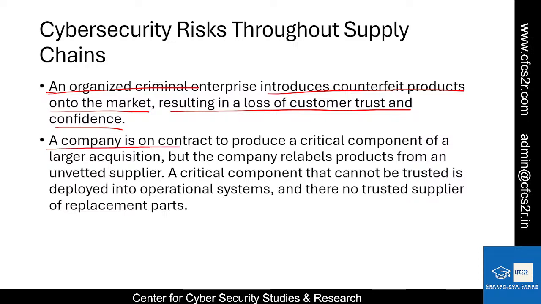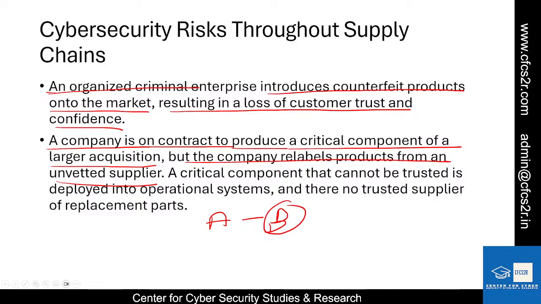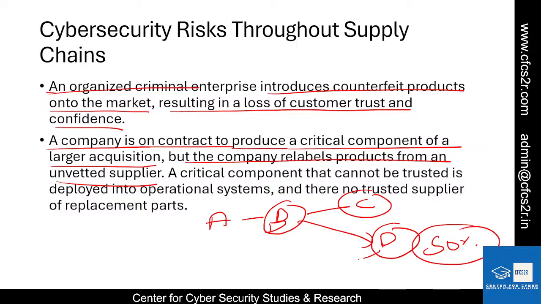Then we have a company on contract to produce a critical component of a larger acquisition, but the company relabels product from an unvetted supplier. The case is that A is taking certain products from B, and B usually has a vetted supplier C. But one fine day, D says, I am giving you a 50% discount to buy from me. So B started buying from D, but D is the unvetted supplier. Unvetted means its security controls have not been tested. Like I would say, C is an ISO 27001 compliant company.